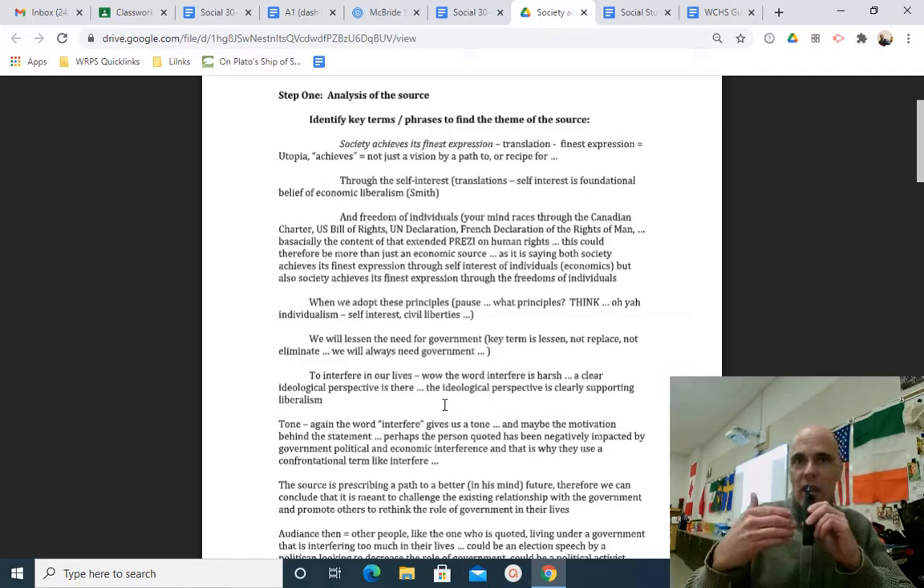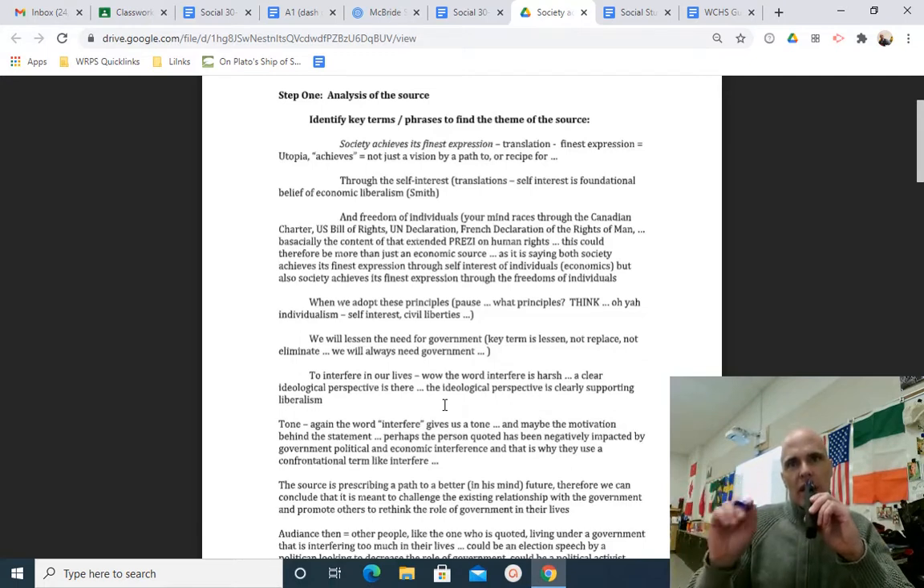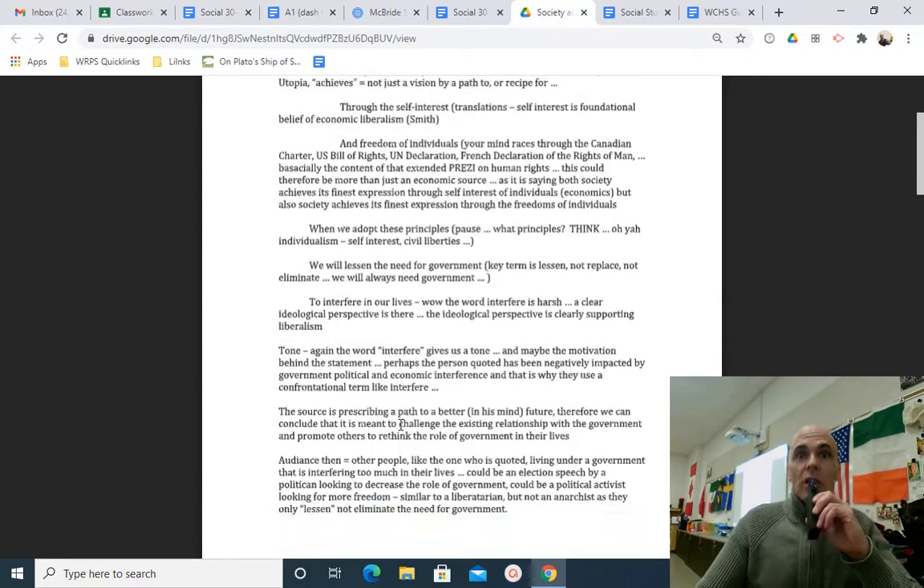So this is not an ideological perspective that's an anarchist. There's always going to be some government to interfere in our lives. Wow, the word interfere is very harsh here, isn't it? A clear ideological perspective is found by looking at the language. So the word interfere shows us that there is a rejection of statism, a rejection of big government. The ideological perspective is clearly supporting liberalism and individualism as opposed to non-liberalism and authoritarianism.